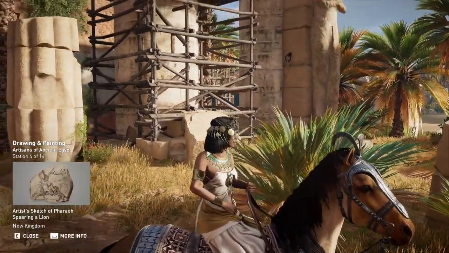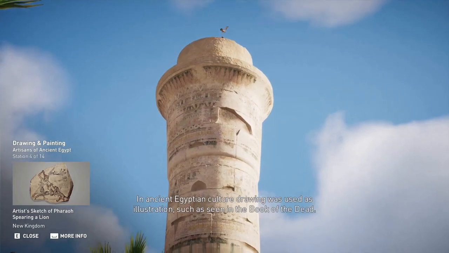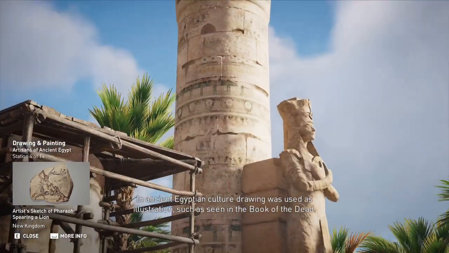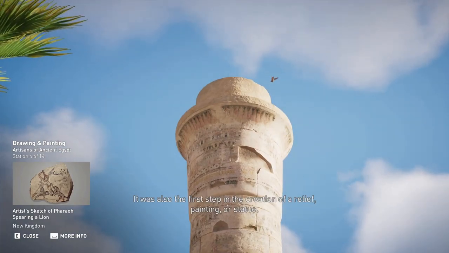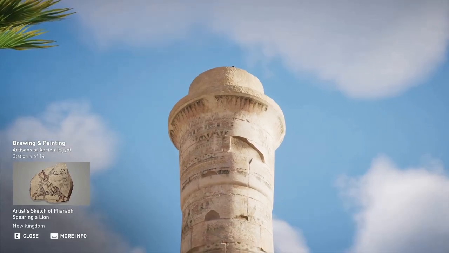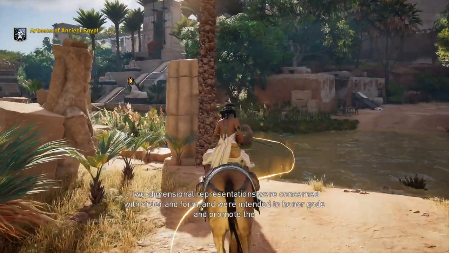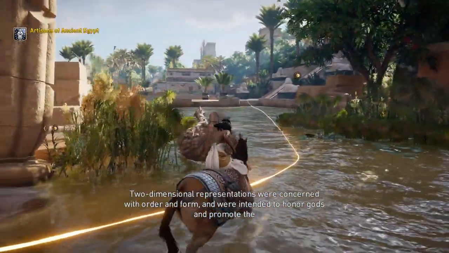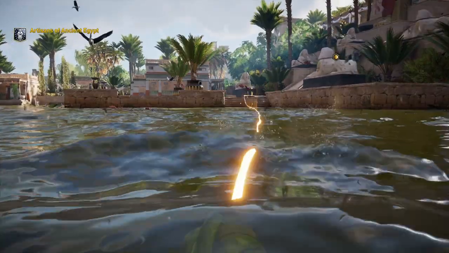In ancient Egyptian culture, drawing was used as illustration, such as seen in the Book of the Dead. It was also the first step in the creation of a relief, painting, or statue. Two-dimensional representations were concerned with order and form, and were intended to honor gods and promote the transition of the soul to the afterlife.